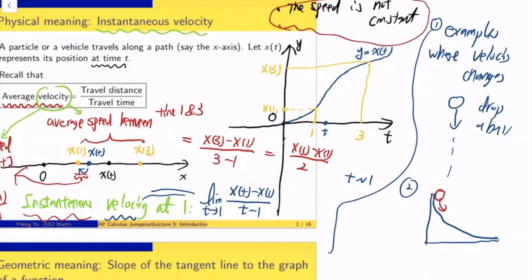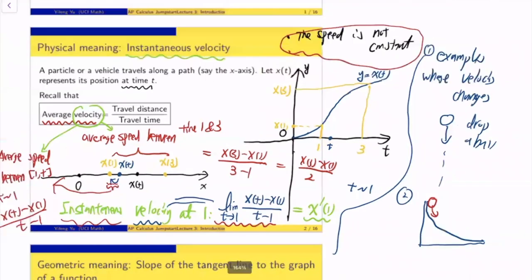So that's the reason that we need to introduce calculus, to use the limit to represent the instantaneous velocity. If this limit exists, we denote it as the derivative of the location path at time t1, and that's the instantaneous velocity at t1.